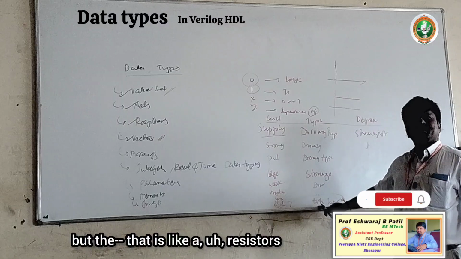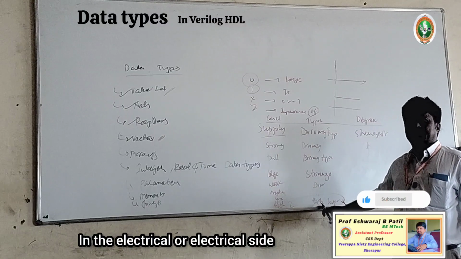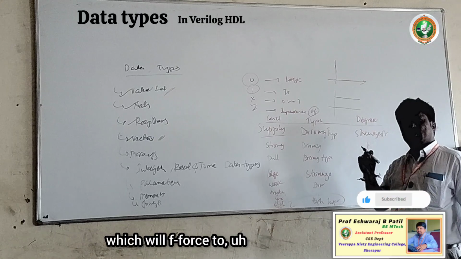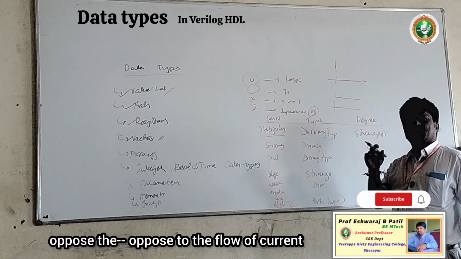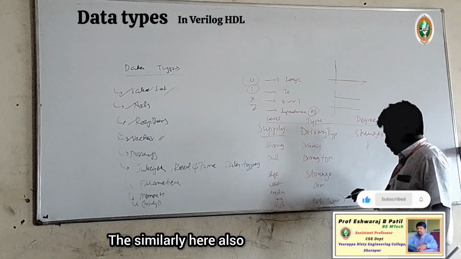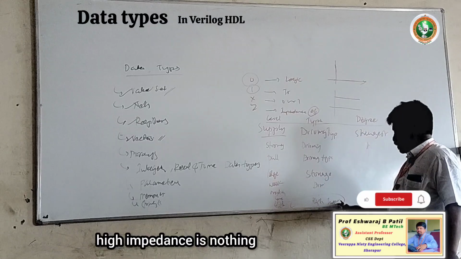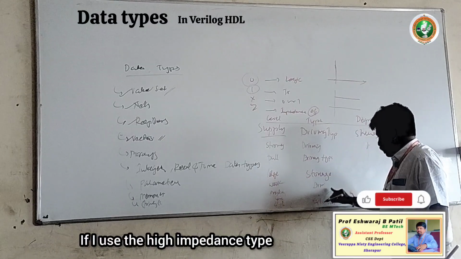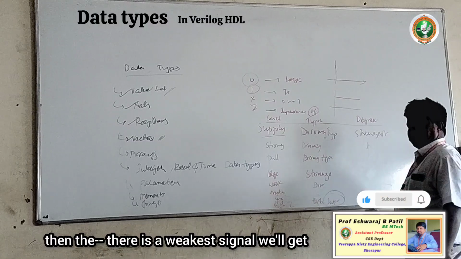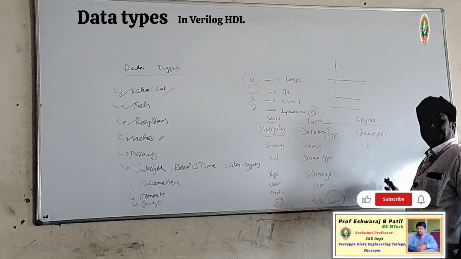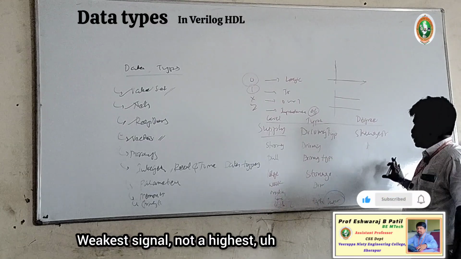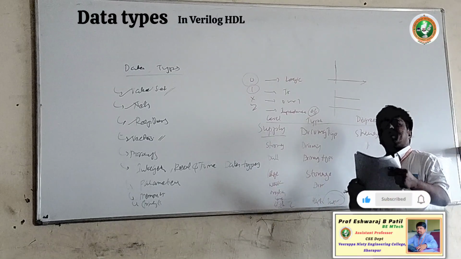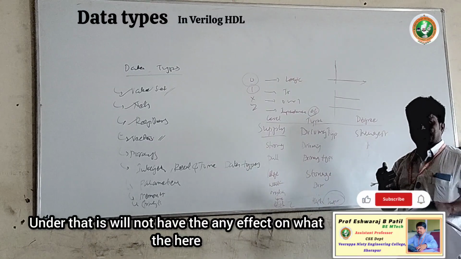Impedance is nothing but like a resistor. On the electrical side, we have seen resistors which oppose the flow of current. Now similarly here also, high impedance in the digital system means that if I use the high impedance type, then we will get the weakest signal. What type of signal? The weakest signal, not the strongest signal. If it is a weak type, impedance will not have any effect here.